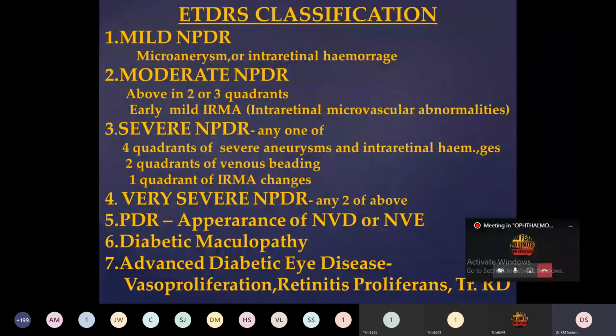Severe NPDR: any one of the 4 quadrants of severe microaneurysms and intraretinal hemorrhages, 2 quadrants of venous beading, and 1 quadrant of IRMA changes. This is referred to as severe non-proliferative diabetic retinopathy. Very severe non-proliferative diabetic retinopathy is any 2 of the above.